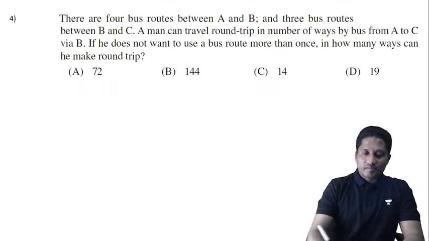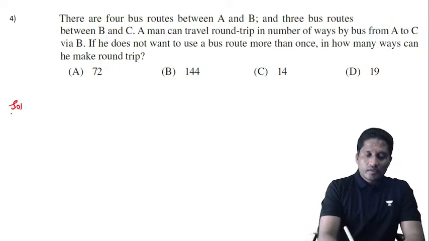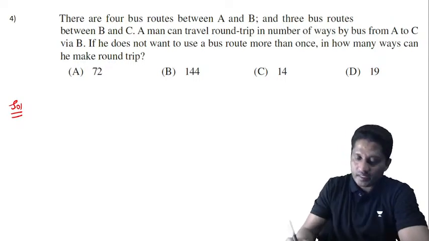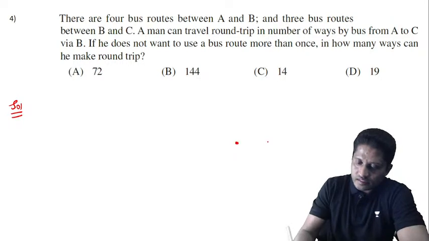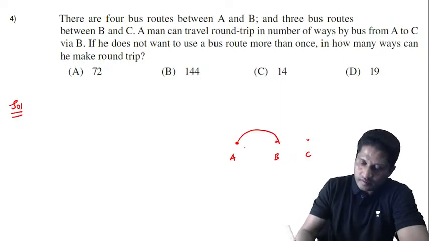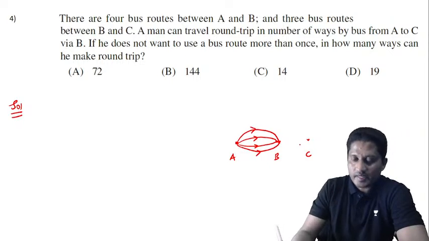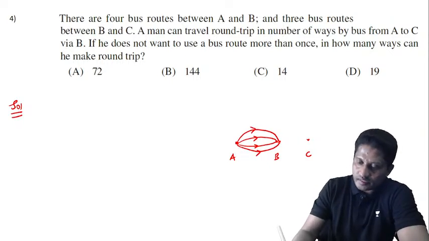Alright, question number 4. It's a question on permutation combination. There are 4 roots between A and B and 3 roots between B and C. Let's say this is A, B and C. Right, there are 4 roots between A and B, right? So this is 1, 2, 3, 4.